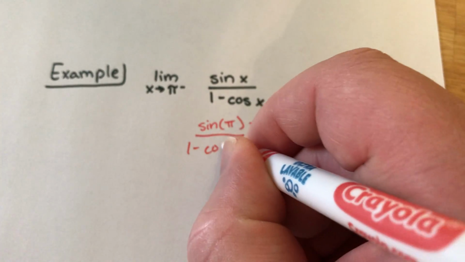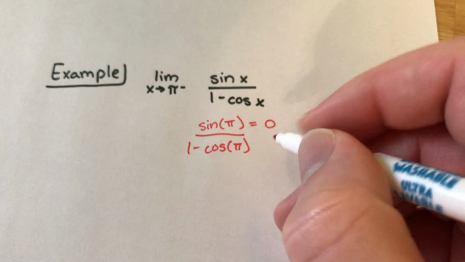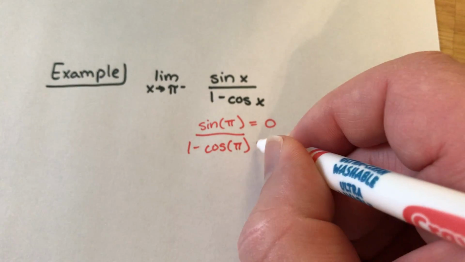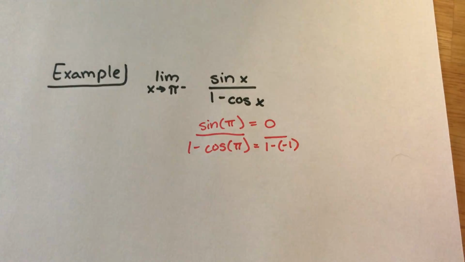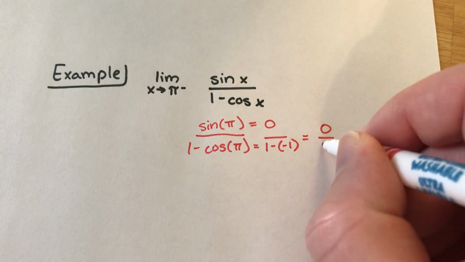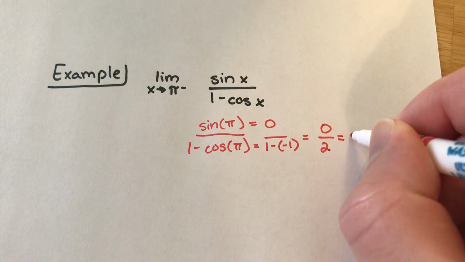1 minus cosine of pi. Well, cosine of pi is not 1. It's negative 1. So we have 1 minus negative 1, which is 2. So my answer here is actually 0.